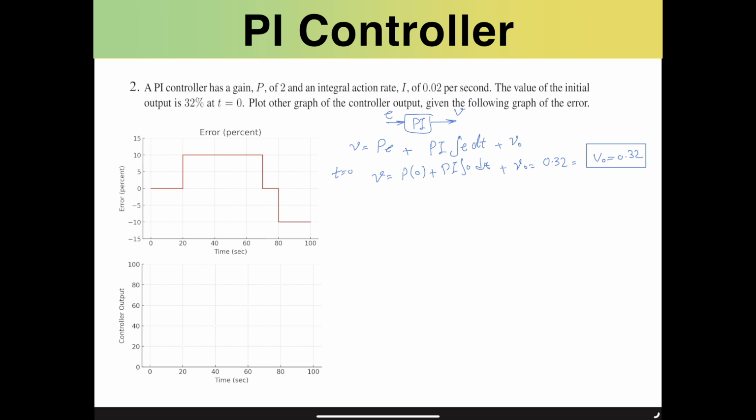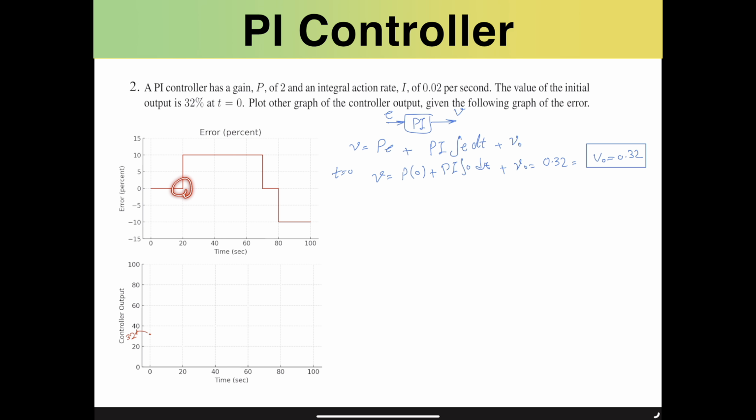Now, let's move on and try to calculate the rest of the output. By the way, we need to be mindful that let's put a dot at 32% here. That shows the controller output in percentage as the starting point, actually. The next points in time are going to again be plugged into the same equation.